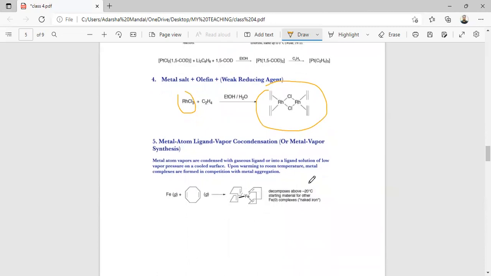So next is the metal atom ligand vapor condensation, or metal vapor synthesis. The metal atom vapors are condensed with the gaseous ligand or into the ligand solution of a low vapor pressure on a cool surface. Upon warming to room temperature, metal complexes are formed in combination with metal aggregation. So here the gaseous iron atom vapor reacts with cyclooctadiene to form Fe(COD)2.